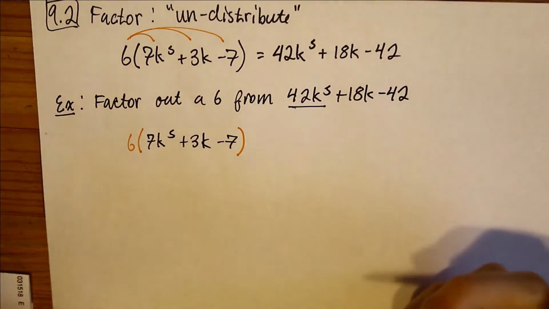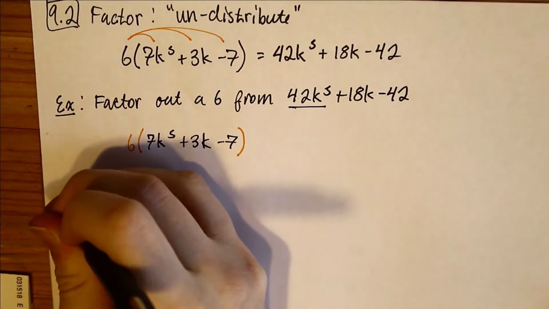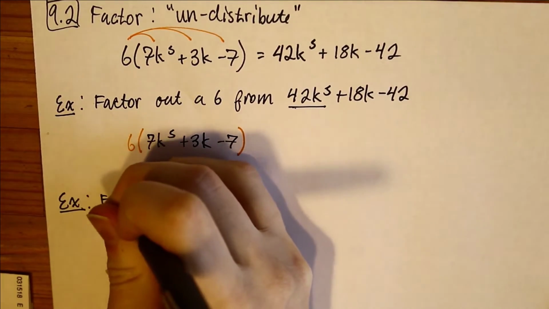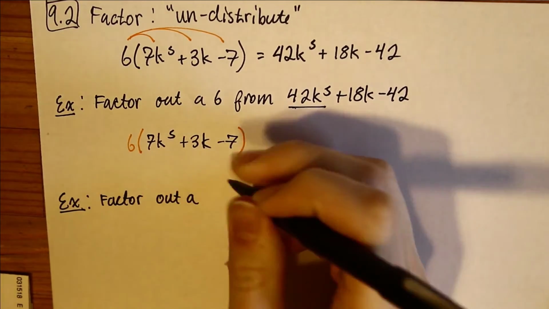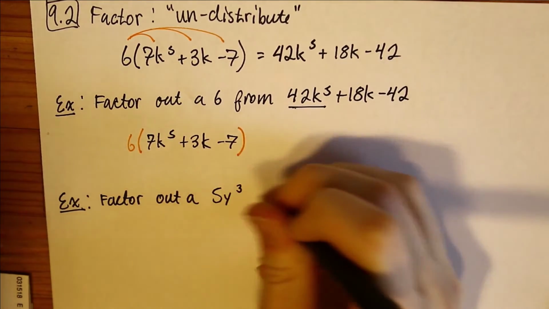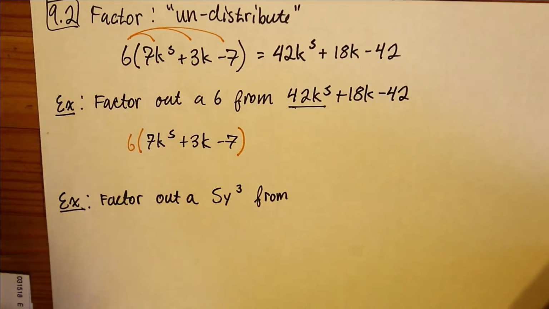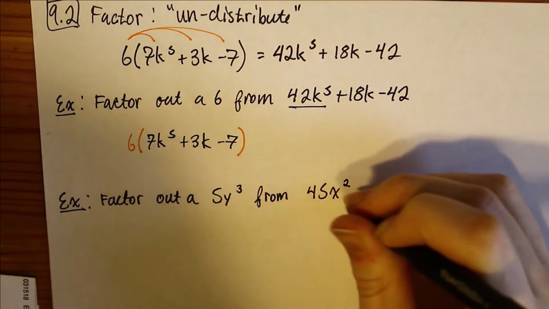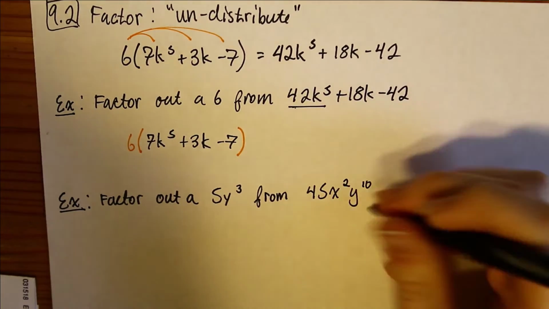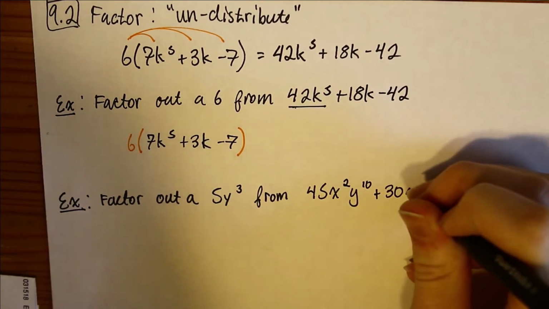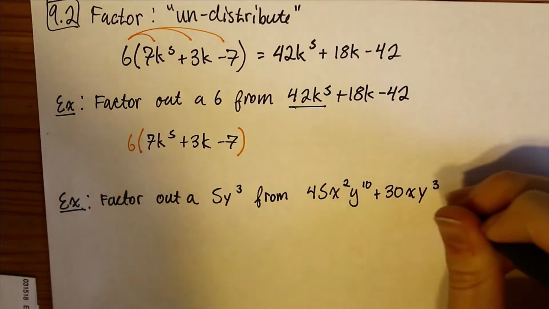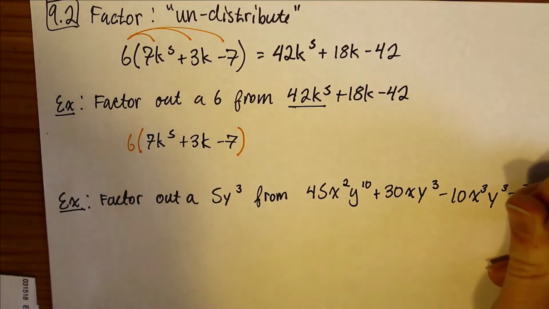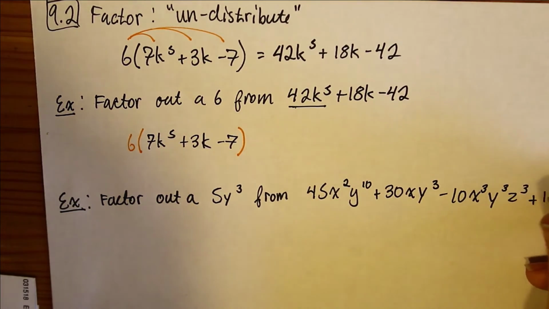Now, they might make it a little bit more complicated for us. They might say, hey, I need you to factor out a 5y cubed from, and they might give us something a little bit longer, 45x squared y to the 10th plus 30x y to the power of 3 minus 10x cubed y cubed z cubed. And it keeps going, plus 15y cubed.